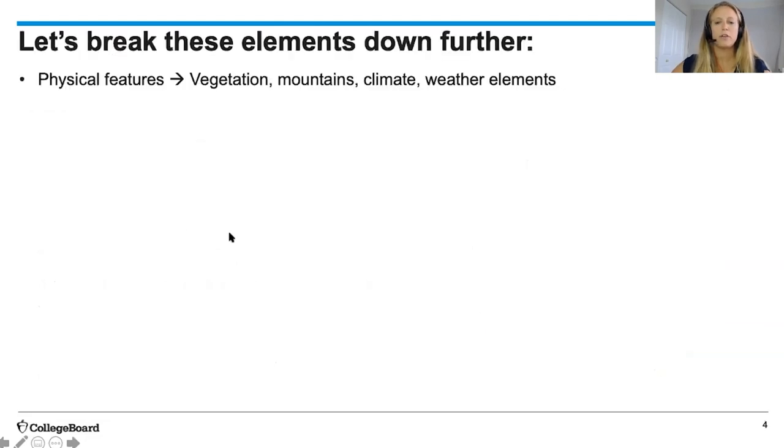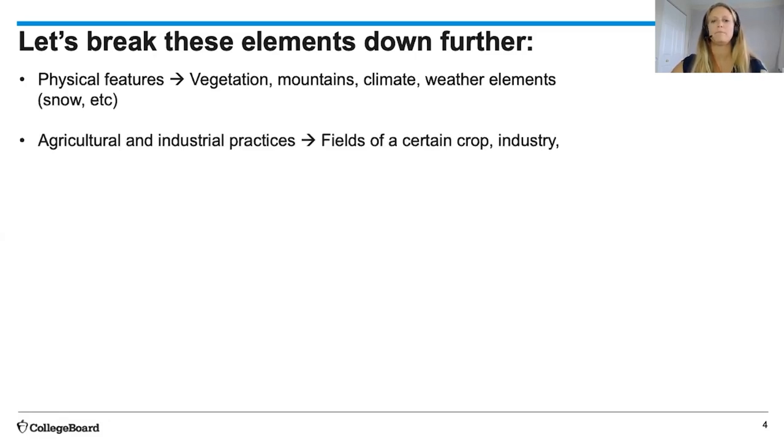So first, we have all the physical features. So this is kind of like the backdrop for all the stuff that goes on top of it. These are all the natural features like vegetation and mountains and climate. For example, if you looked at a picture and saw snow versus palm trees, you know you're in a different place in the world. So you always want to think about where you might be.